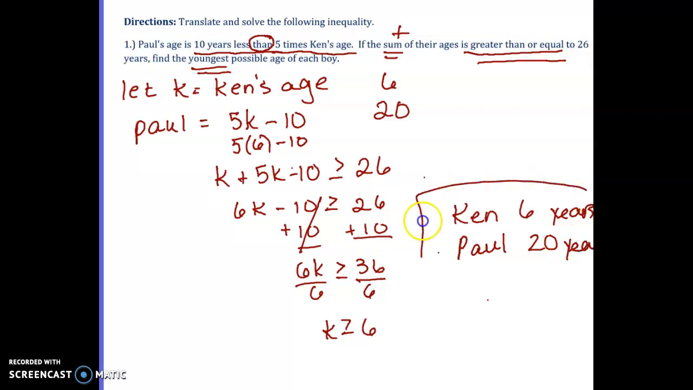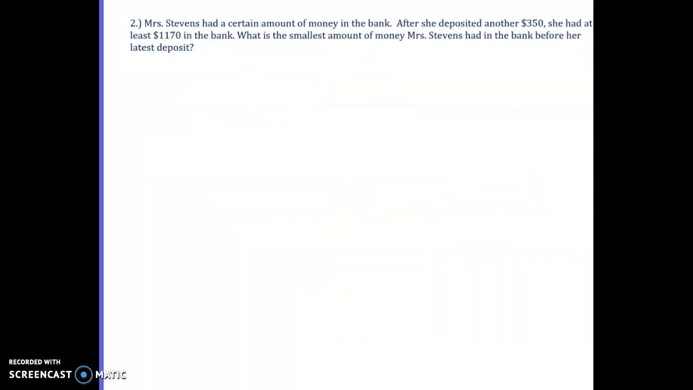All right, moving on. Mrs. Stevens had a certain amount of money in the bank. Okay, do we know the amount of money? No, that's an unknown. After she deposited means we're adding $350. She had at least $1,170 in the bank. So what is the smallest amount of money Mrs. Stevens had in the bank before her latest deposit?